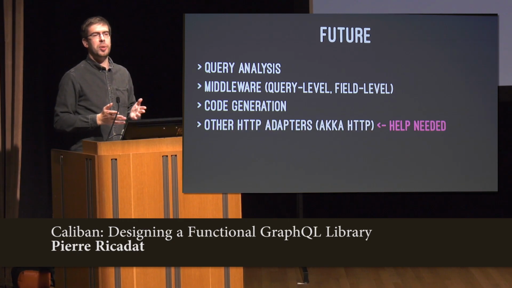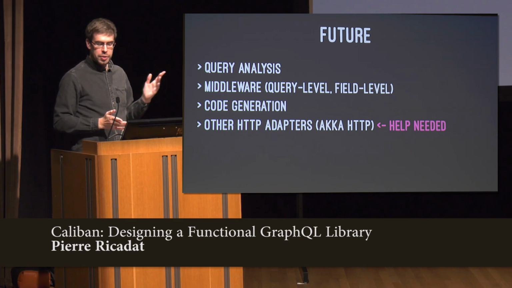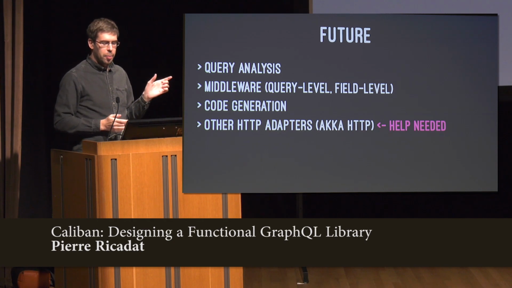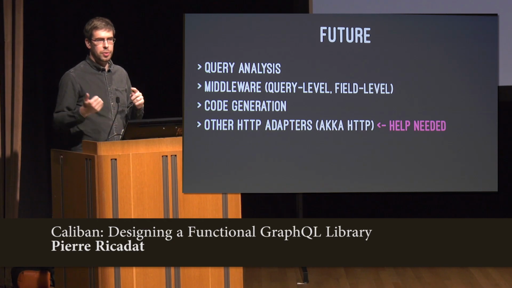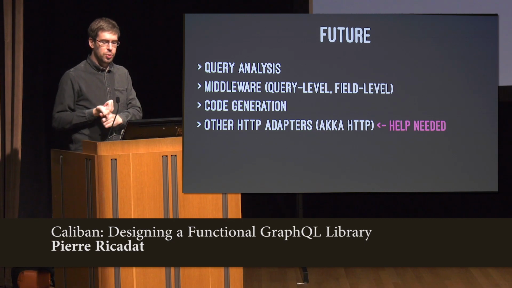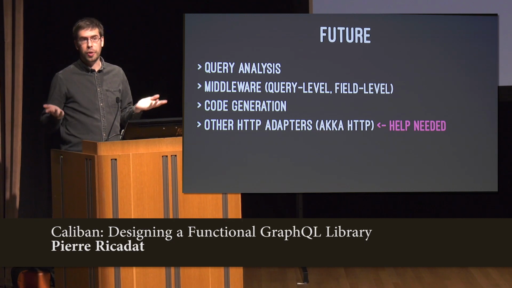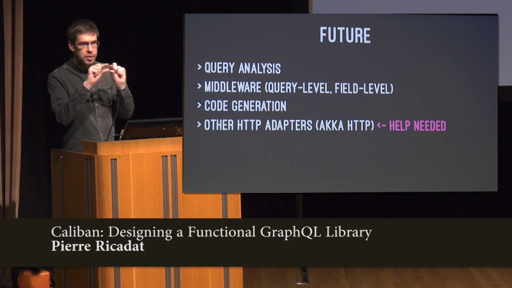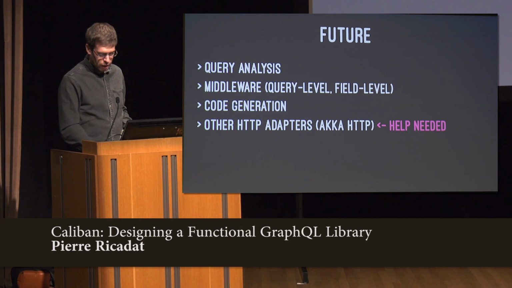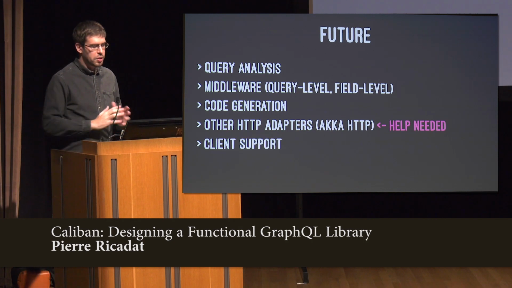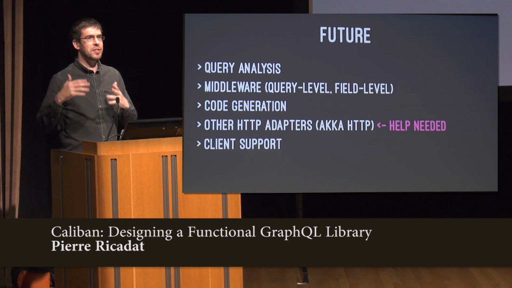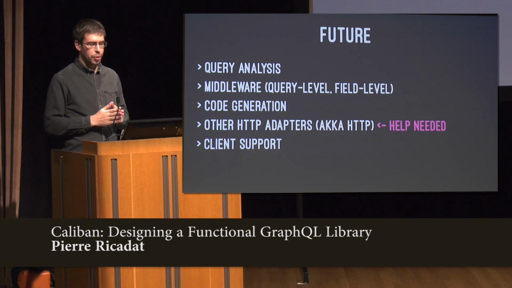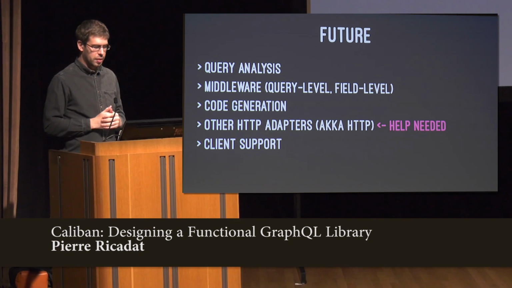I would like to have other HTTP adapters. There is someone who did the REST part of HTTP, but if you want to contribute, there is also still the WebSocket part to do, and maybe other HTTP frameworks. That would be nice, so that it's really, as for HTTP4S, a single line and you can get started. And I'm starting to think about why not extending Caliban and also offer client support. I didn't start yet, but that's something that I'm thinking about.